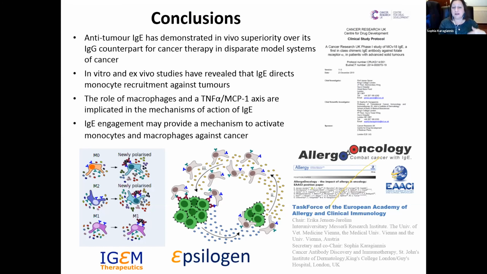And this is something we've studied a lot in the lab. I cannot describe all of it today, but I will give you the flavor that we found that M2 macrophages become this newly polarized state, whereas M1 macrophages appear to retain their activatory phenotype in the context of IgE, and they can trigger effector functions in the context of IgE. Some of this work has now resulted in a clinical trial for the first-in-class IgE antibody against cancer, which is undergoing a clinical trial at Guy's Hospital, with other sites as well coming on board.